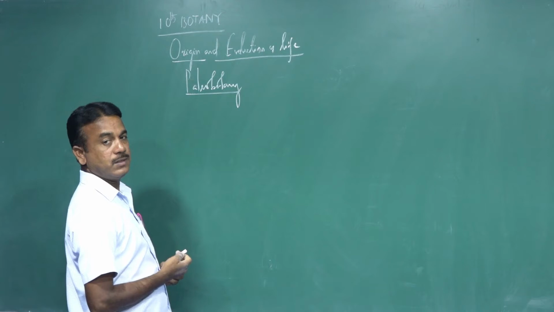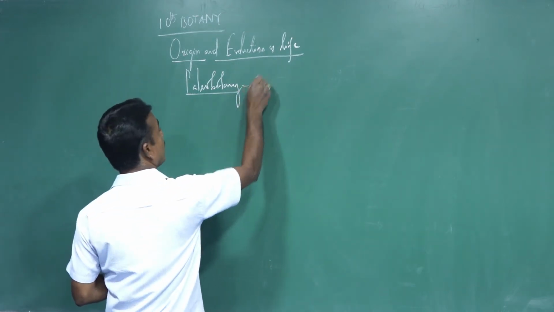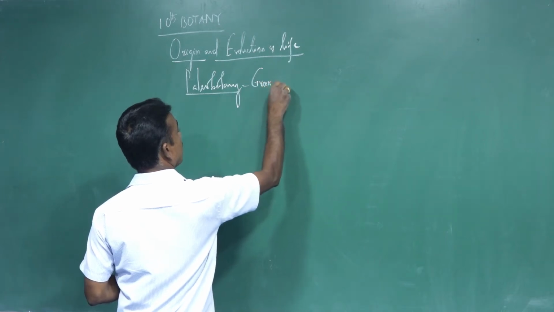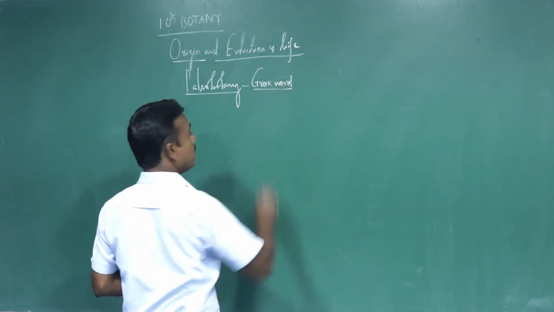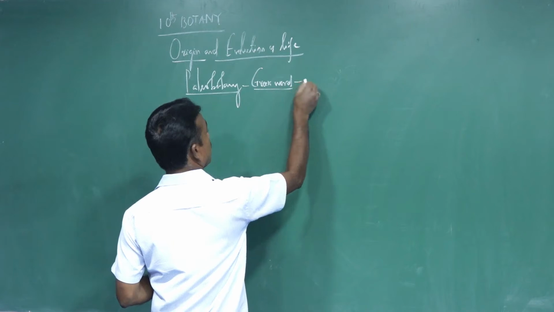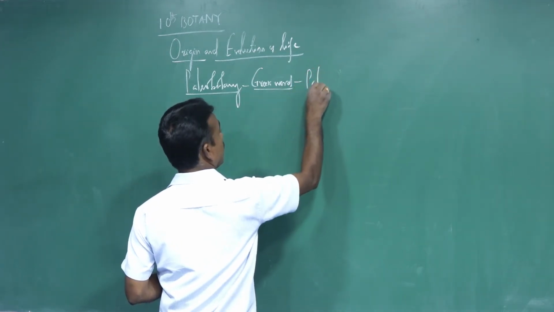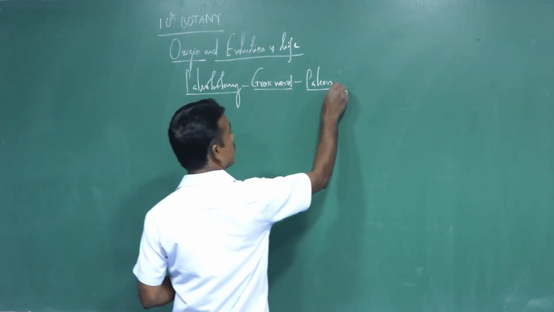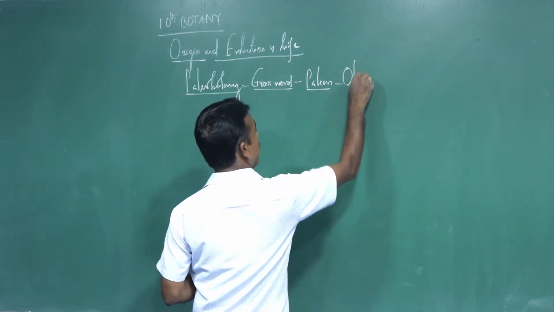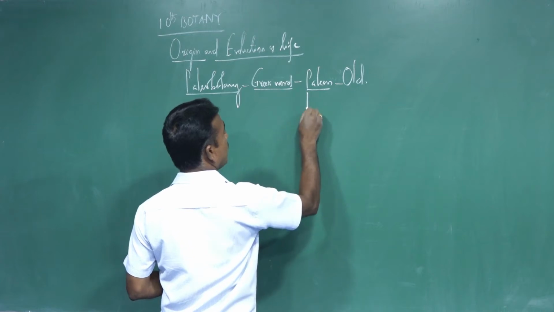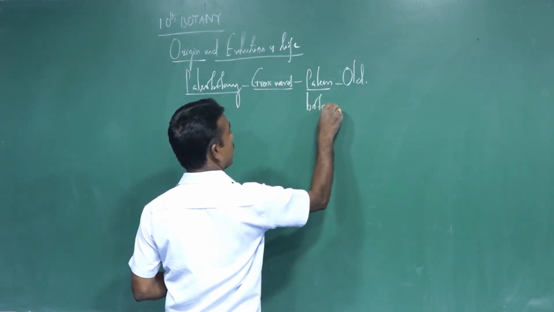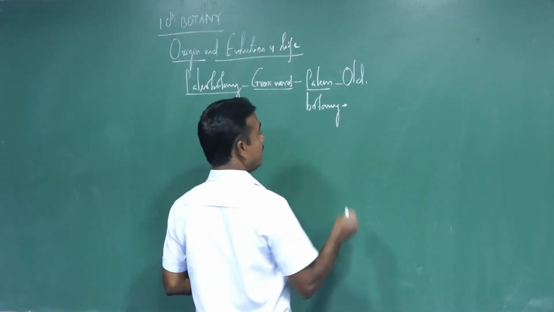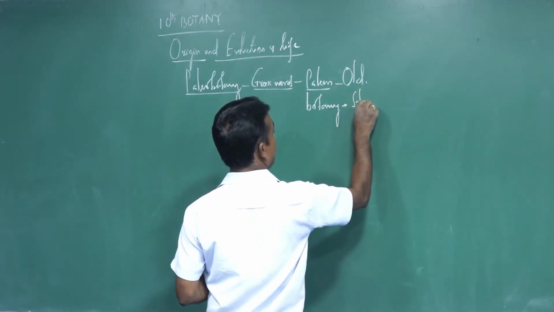Paleobotany, the word is derived from a Greek word. Which word is it derived from? Paleon. The meaning of paleon is commonly called old. What is the meaning of botany? It is a branch of biology that deals with the study of plants.